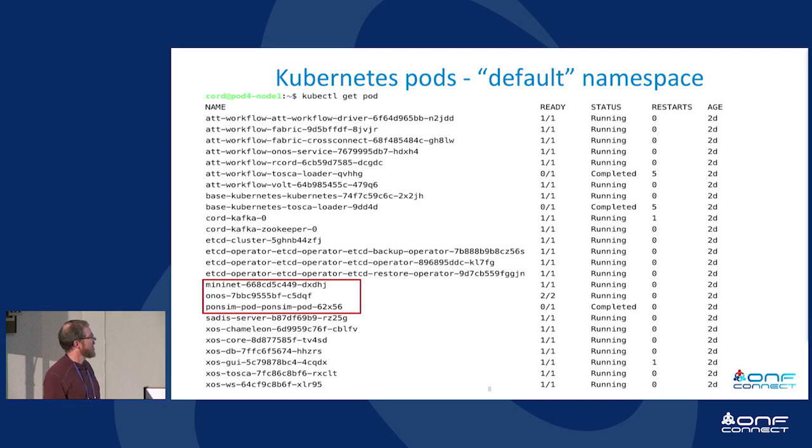This third one, the PONSIM pod one, that's the thing that loads Tosca specific to the SEBA-in-a-Box setup into XOS. So this is where the configuration of the OLT and the ONU for SEBA-in-a-Box is coming from. All it does is it's just a job that loads some Tosca and then exits. So it's just configuration.